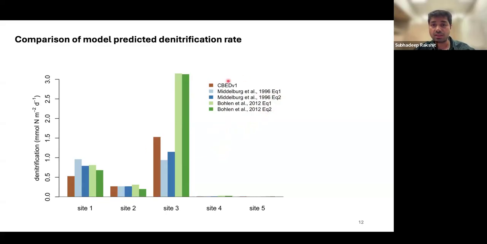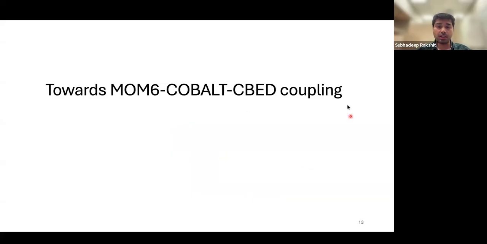So the brown color shows the model prediction based on SeaBed, and the different colors show the different papers. And you can see the trends are pretty good. So this gives us an independent validation, because when we were tuning this model, we did not look into this comparison; we did this comparison after we finished tuning. So now that this model is working properly, we can move towards the MOM6 COBALT SeaBed coupling.